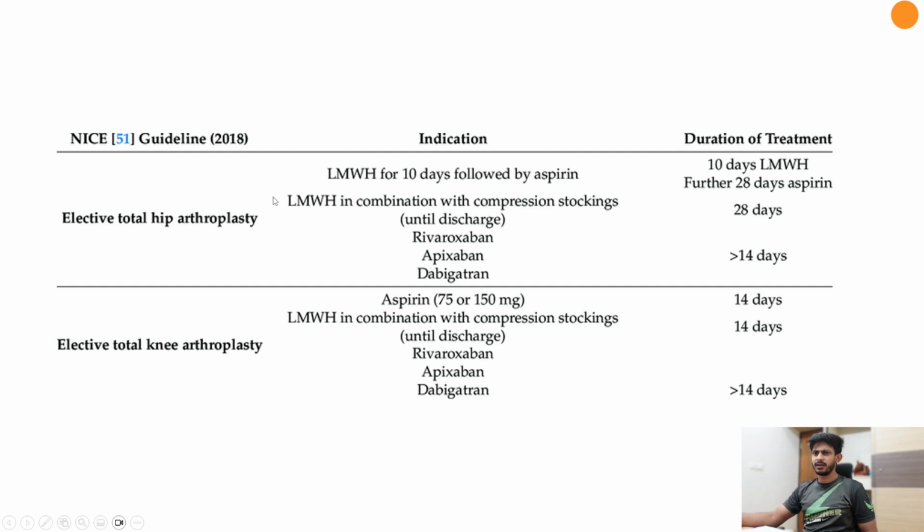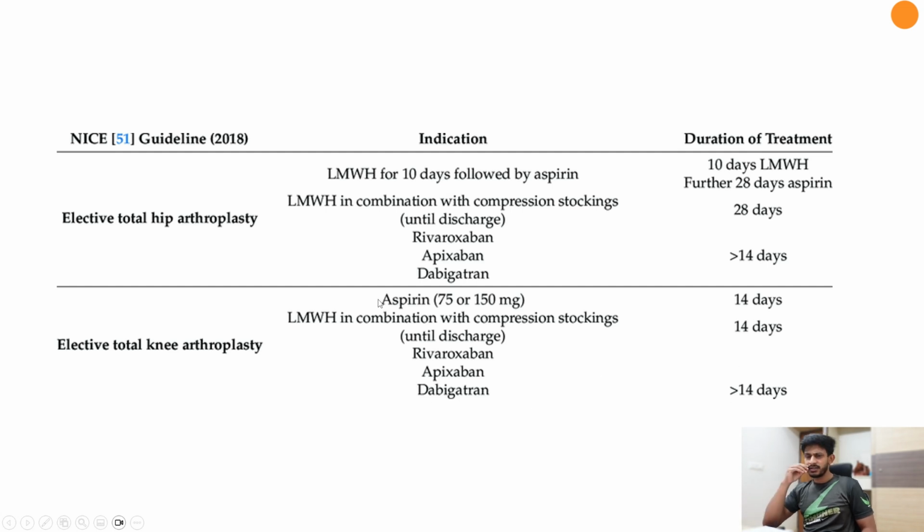In case of total knee arthroplasty, they had removed aspirin initially, but now they brought back aspirin. We usually give 150 milligrams for a period of 14 days. We actually give it for a period of 30 days, but according to NICE guidelines, it says 14 days is enough. And low molecular weight heparin and compression stockings for a period of 14, so either aspirin or low molecular weight heparin, or rivaroxaban, apixaban, or dabigatran for a period of 14 days. 1, 2, 3. So either of these, not all of these together.